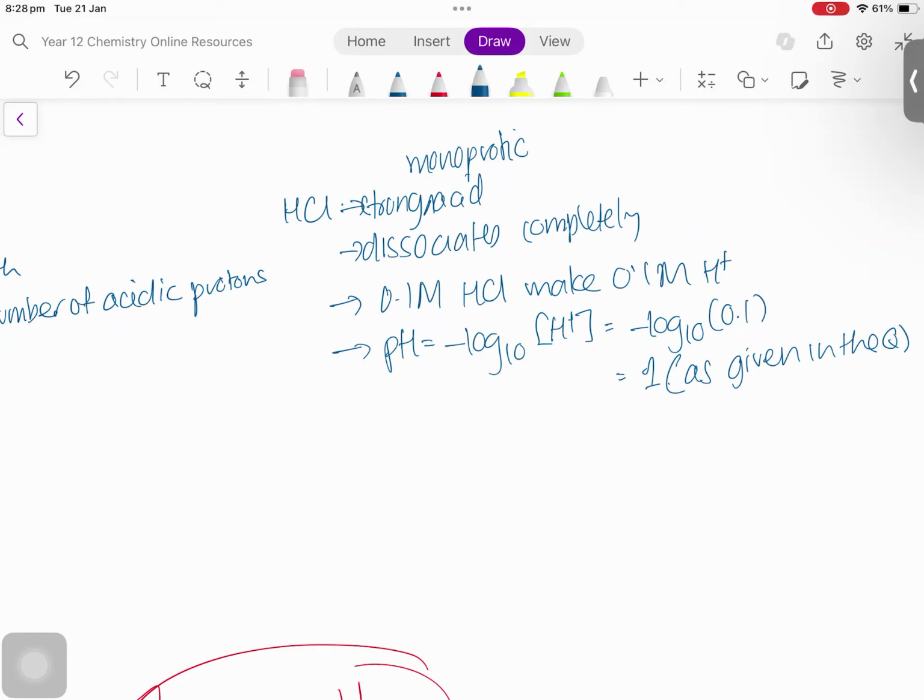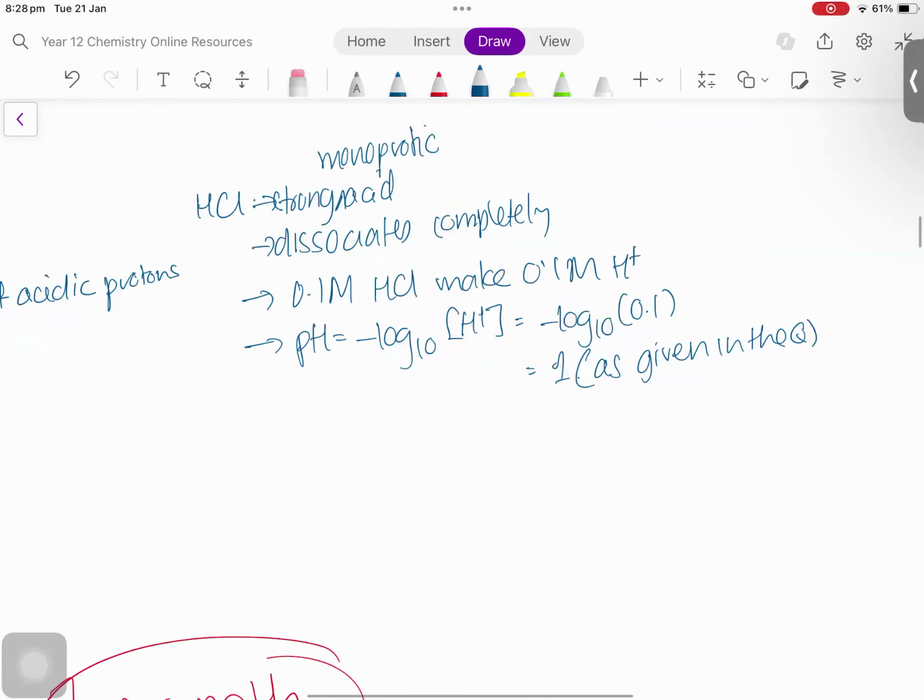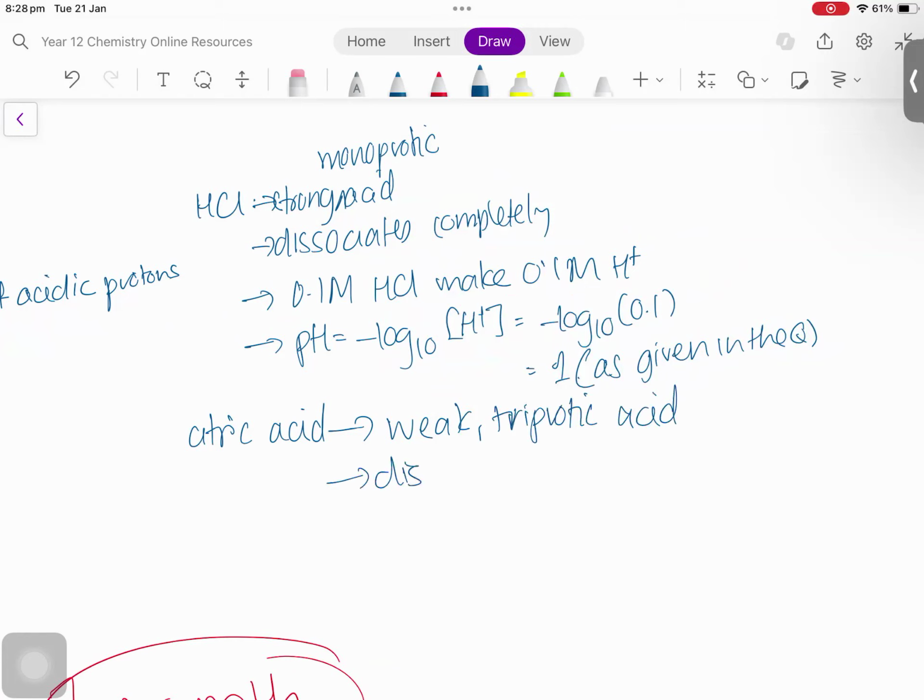And then for citric acid, I'll just do it in order. Citric acid, it's a weak triprotic acid that dissociates partially. So notice how I'm following the same structure as my first one. I'm just changing the word. This is partly what it means by sustained, yeah?